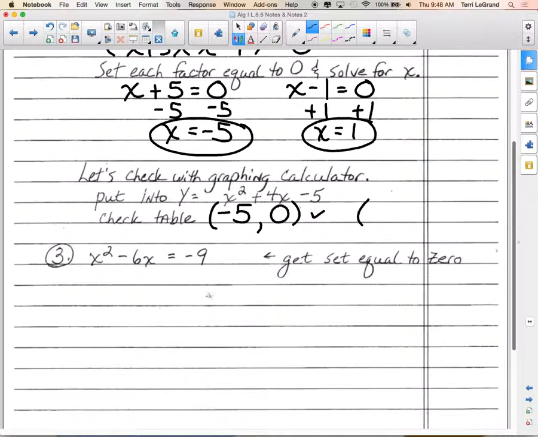How about the other one? When x is 1, y should be 0. Is that one in the table? Yep. Okay. When you look at the graph, does it appear that this is where the parabola is crossing? So solutions, I want you to start making that connection.